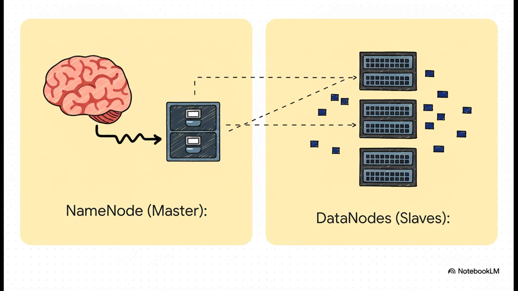The NameNode, it's like the head librarian. It doesn't hold any of the books itself, but it has the master card catalog that knows exactly where every single data block lives. And the DataNodes, well, they're the bookshelves, the things that hold all the actual data. This design is so important because it makes the whole system way easier to manage. You have one single source of truth for where everything is.